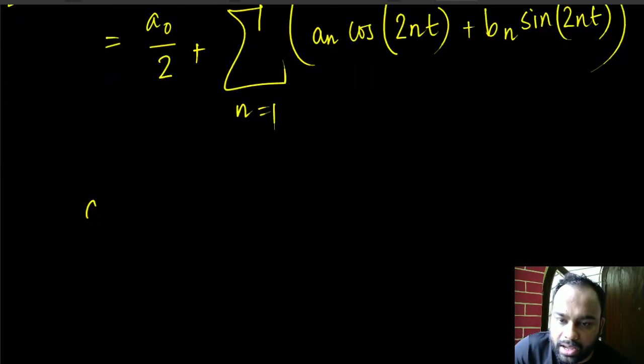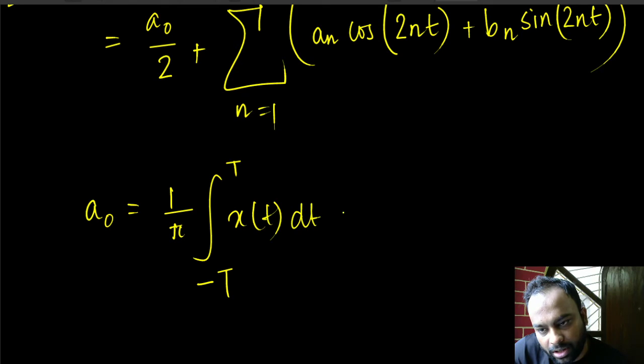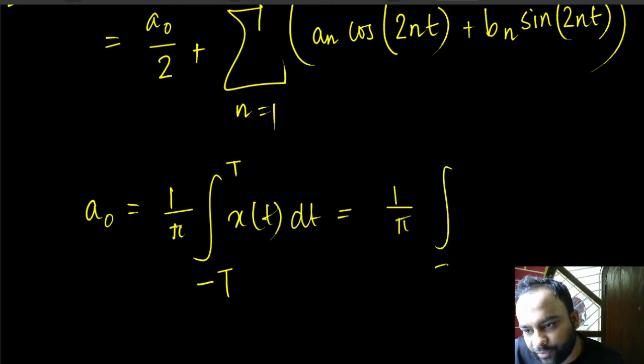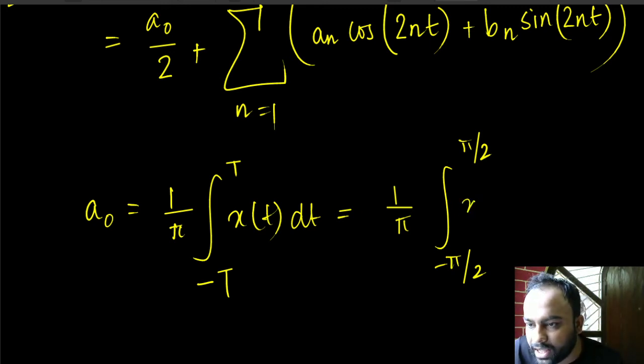And what about a0? a0 is, as usual, 1 by pi, integration now from minus T to plus T on x(t) dt. For this particular example, since 2T is pi, this is going to be 1 by pi from minus pi by 2 to pi by 2. So this is an entire period of the signal, and this is x(t) dt. That's how we calculate a0.